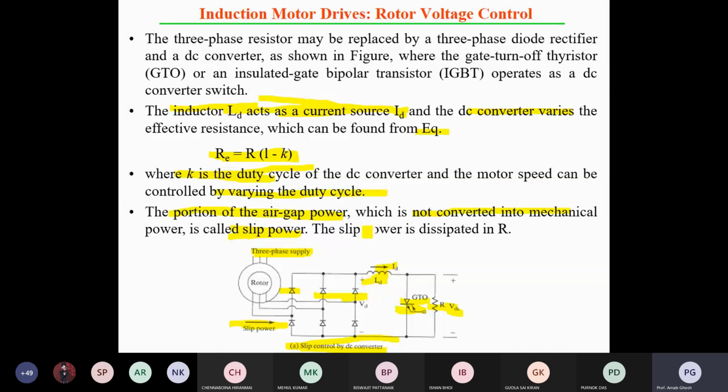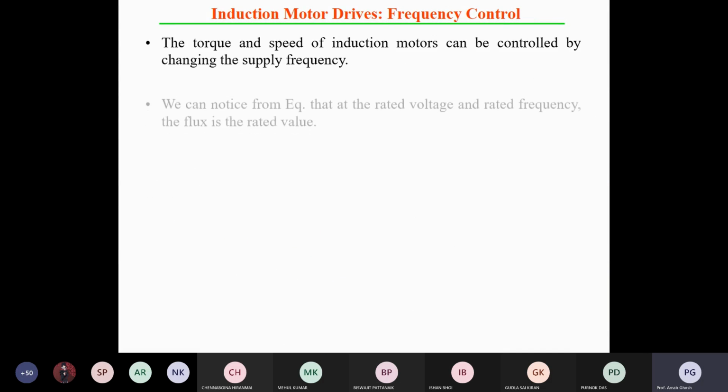If the available source is DC, you can use the inverter circuit. If the available source is AC, you can use the cycloconverter circuit. Initially it was also done using the Arno converter circuit, which is single phase to three phase conversion using a motor. The Arno converter is a machine that can convert three phase to single phase to three phase and vice versa.